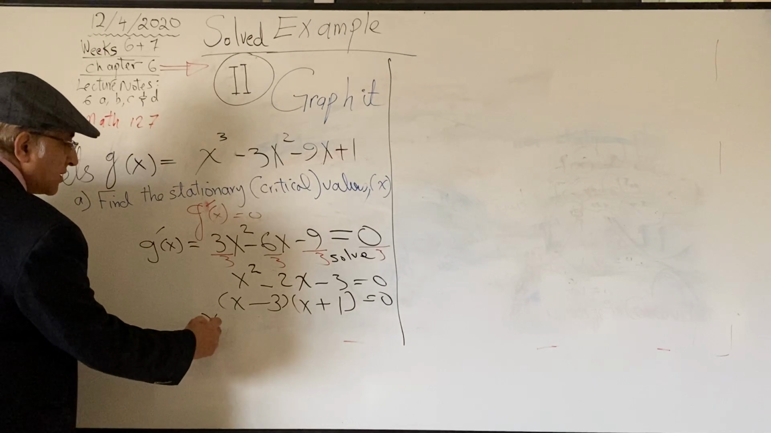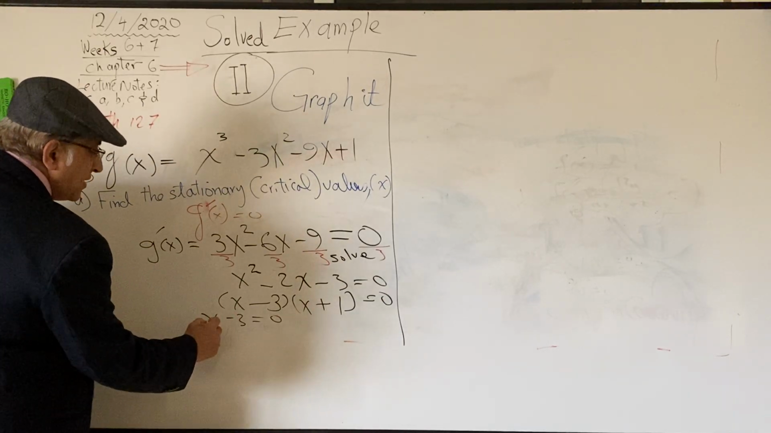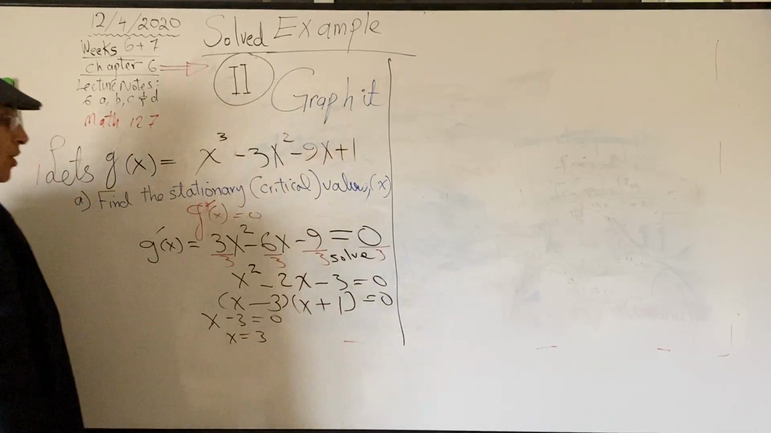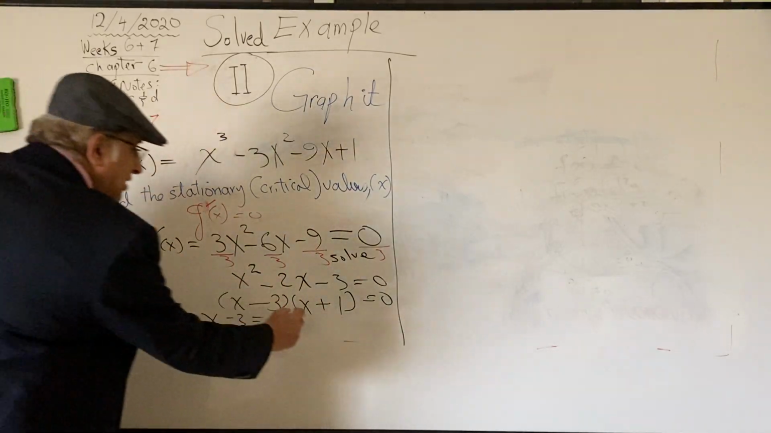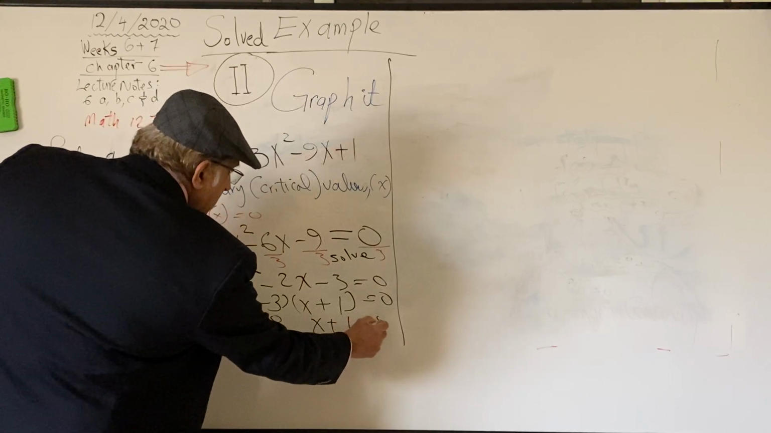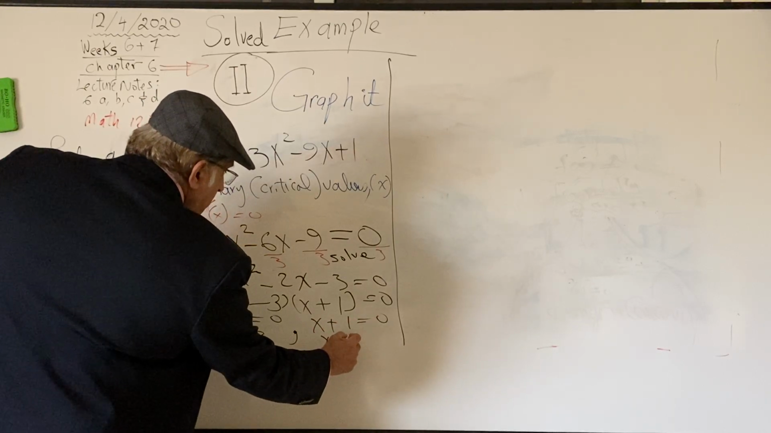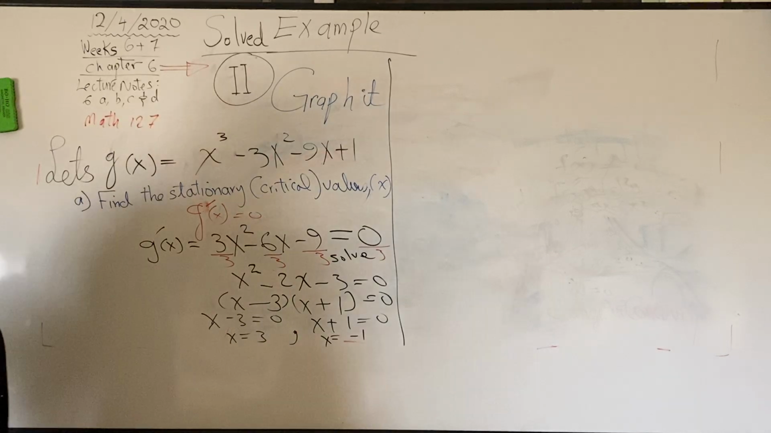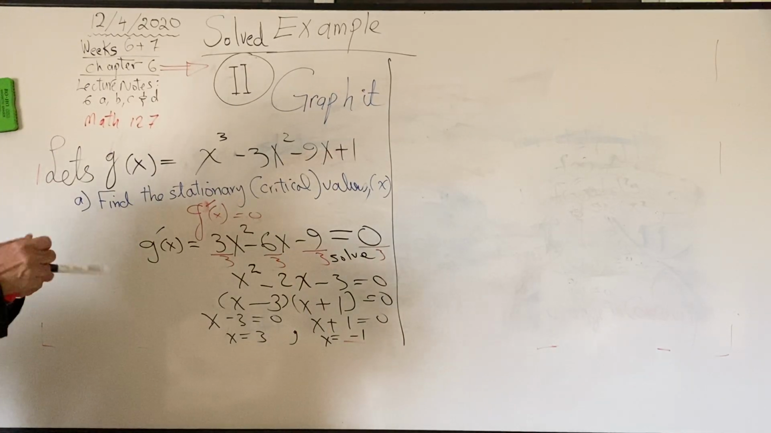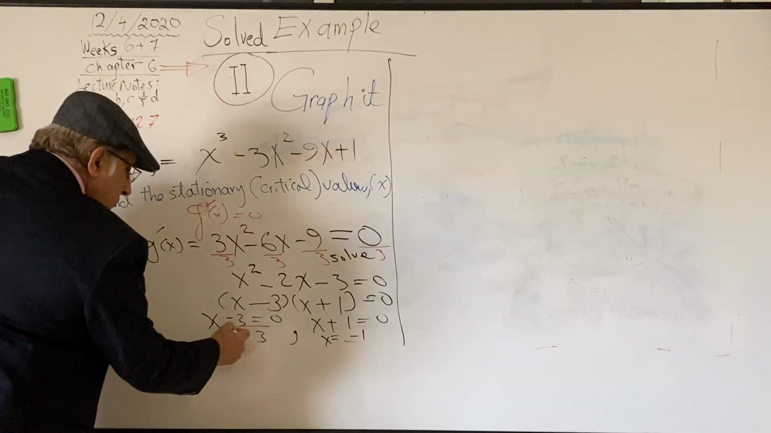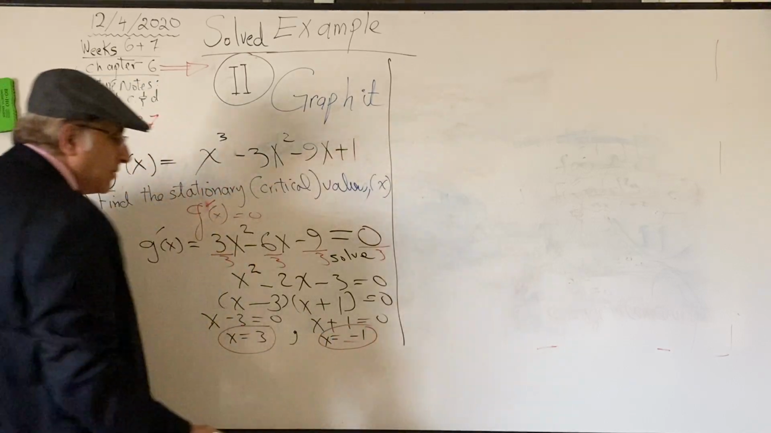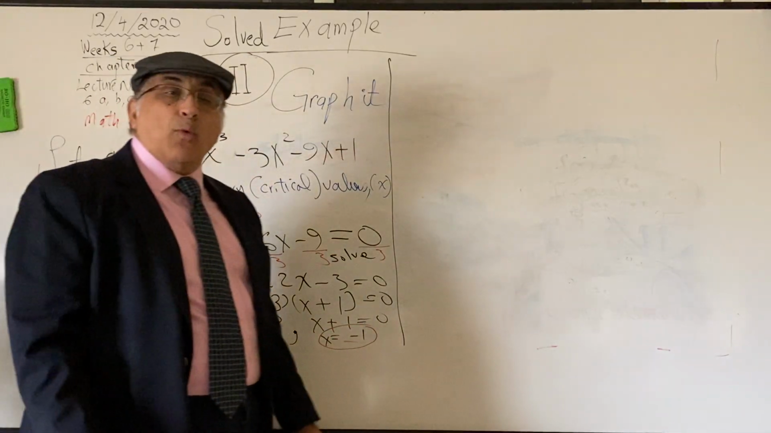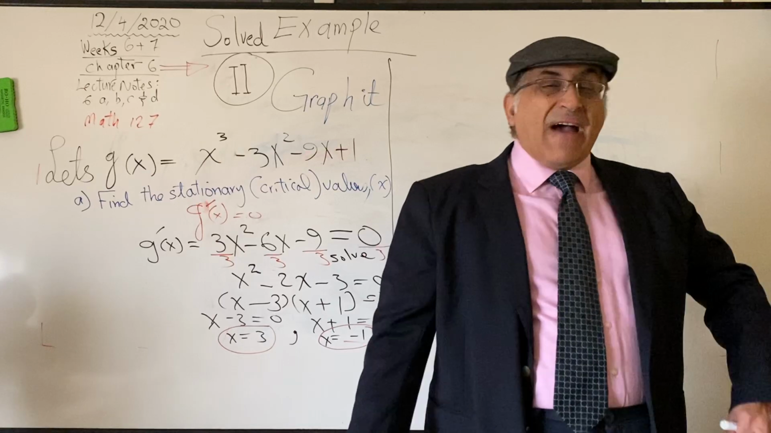So we have 2 options. Either this equals 0, which will take me to x equals 3, or x plus 1 equals 0, which means x equals negative 1. Now I have two stationary points. This is my first stationary point. This is the stationary value, and that's a value. When I say stationary point, it means x and y. When I say stationary value, it means only x.